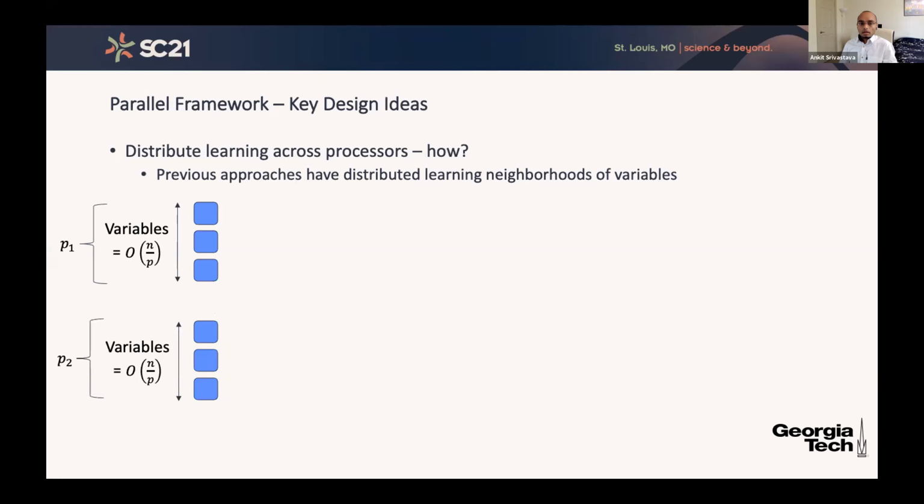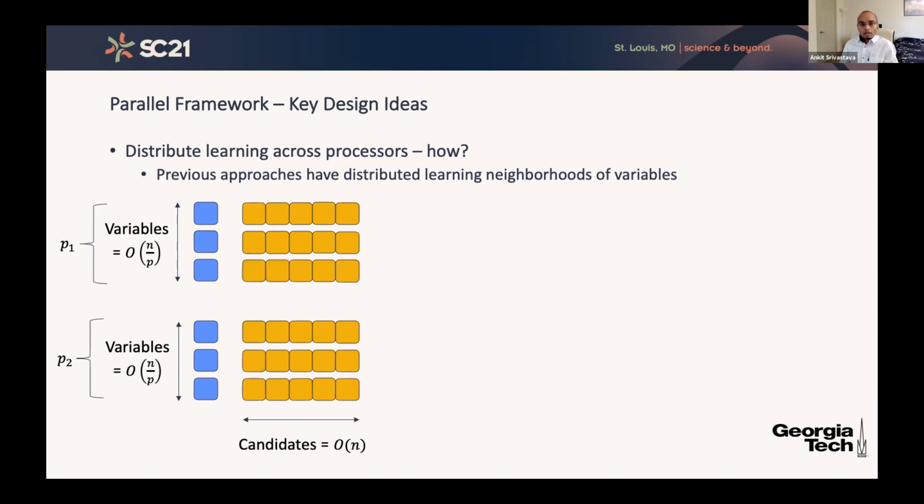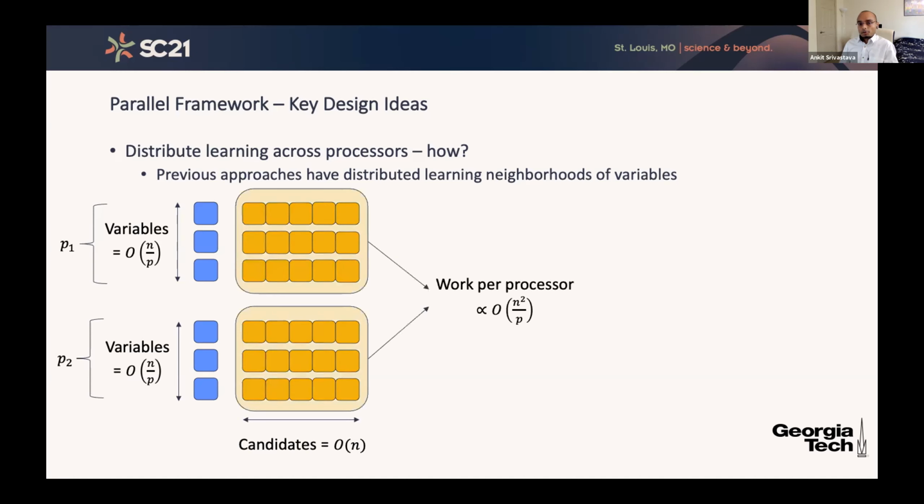Again, a toy example for learning the Markov blankets of 6 variables, let's say, which are distributed on 2 processors. On each processor, if the total number of variables is n, then we have n by p variables on every processor. Typically, for every variable, we'll have all the other variables as candidates for addition to its Markov blanket. So we have 5 candidates for all these 6 variables. So work per processor is then n squared by p on every processor.